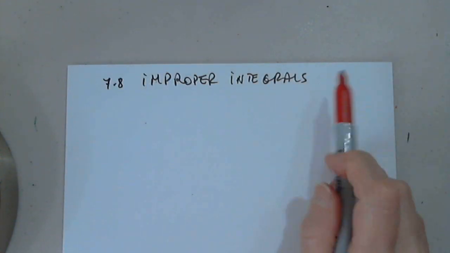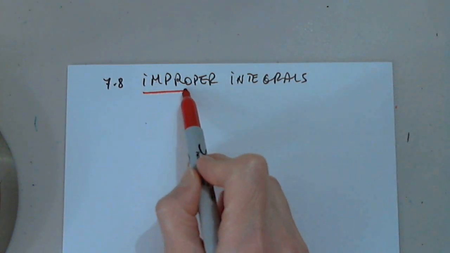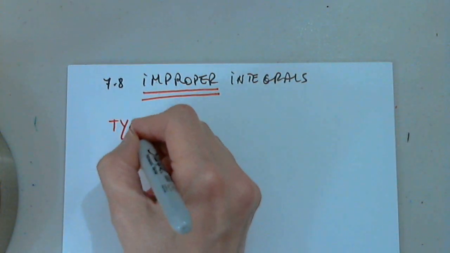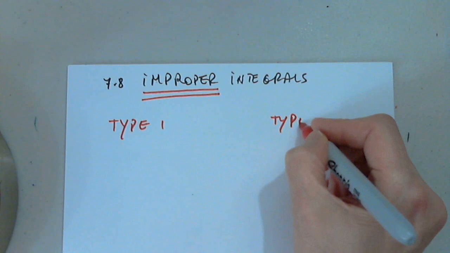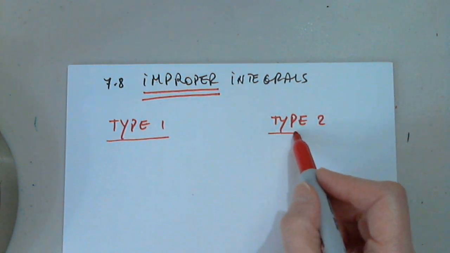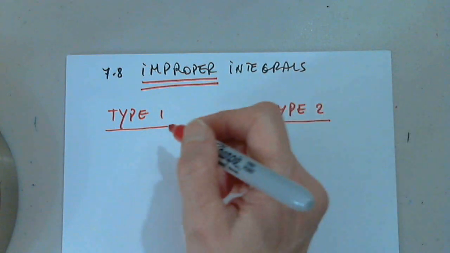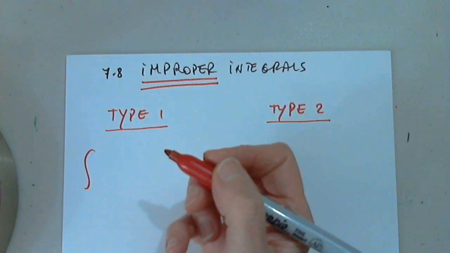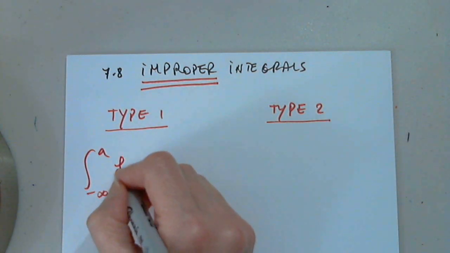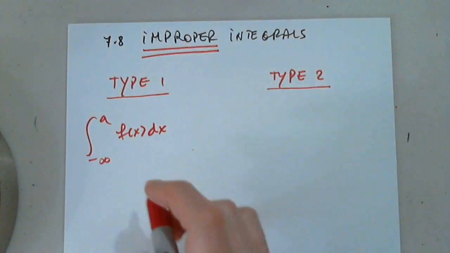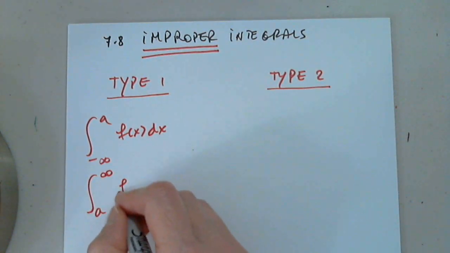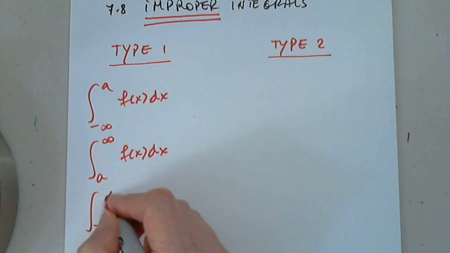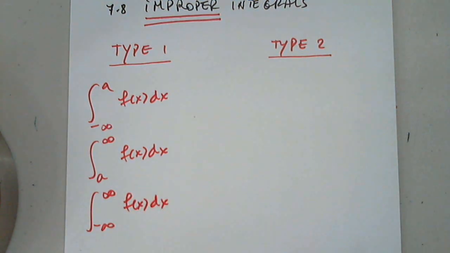Hello again, this is the last section of chapter 7. By improper integrals, we're referring to either type 1 or type 2. An improper integral of type 1 will have one of the limits of integration infinity or negative infinity: the integral from a to infinity of f of x dx, or from negative infinity to b, or both infinities, negative infinity to infinity of f of x dx. And you will see what happens.